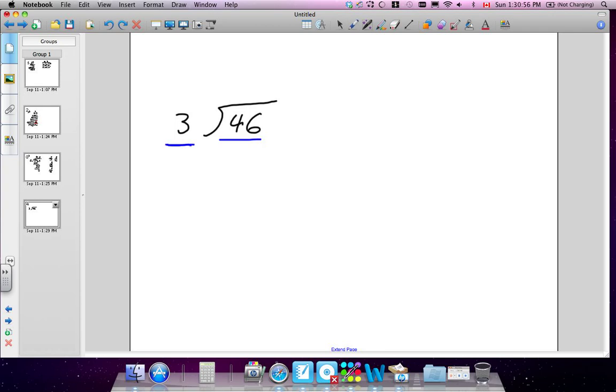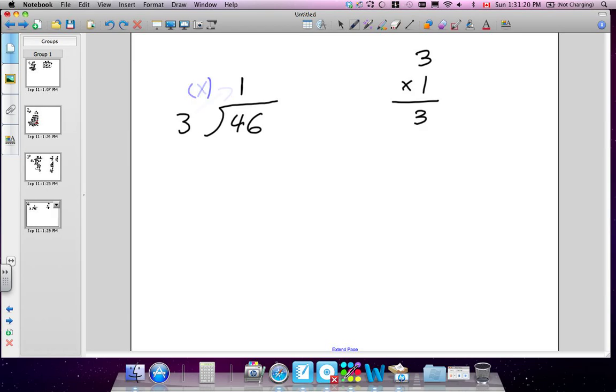So we have to find how many times 3 goes into 46. So first of all, does 3 go into the first number 4? Yeah. How many times? 1. Once, yeah. That's one of our multiples. What is 3 times 1? Remember, whatever we put up here, we have to multiply this by that number. So what is 3 times 1? 3.